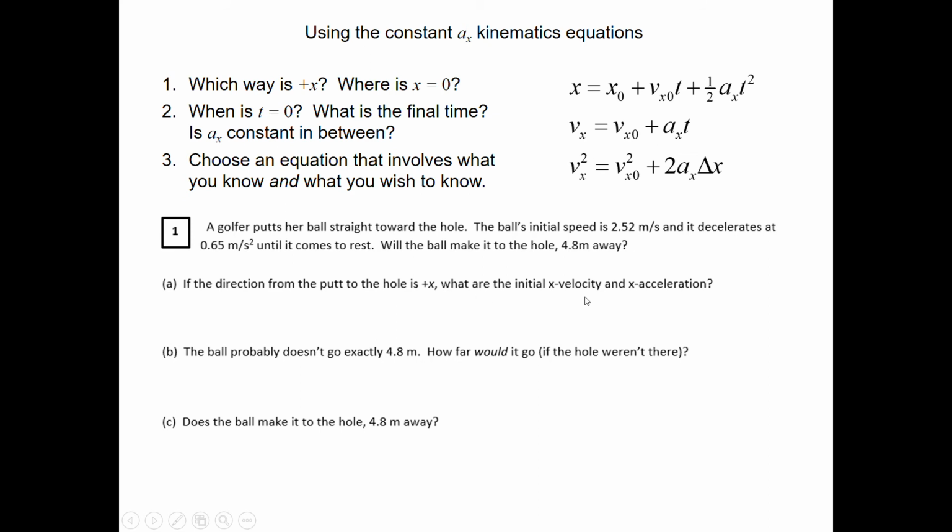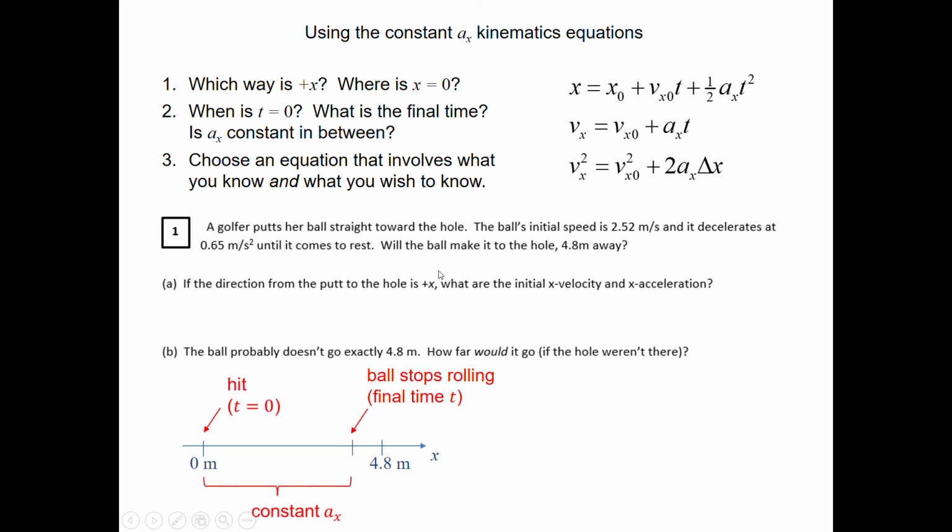What are the initial x velocity and x acceleration? That means what x value is it at time t equals 0, and what velocity does it have at t equals 0, and what acceleration does it have at t equals 0? Notice I didn't say where the origin is, but it makes sense to take x equals 0 at the hit point, just to simplify things, right? It starts out at x equals 0. We want to know what the final x is where it comes to rest and find out if that is before or after it reaches the hole.